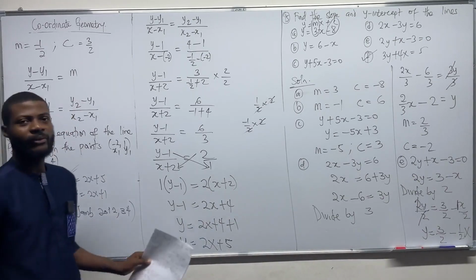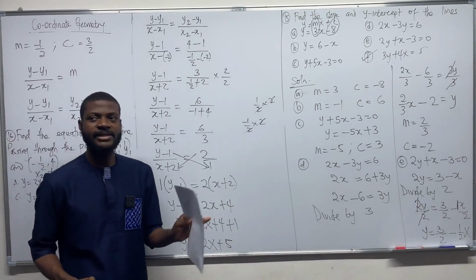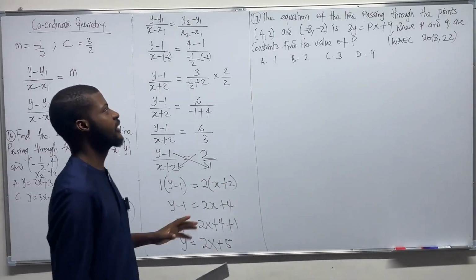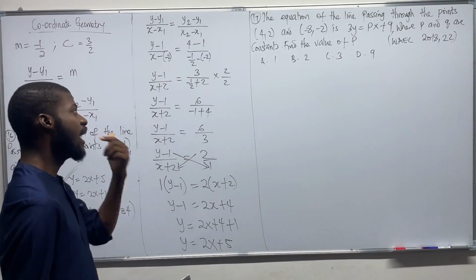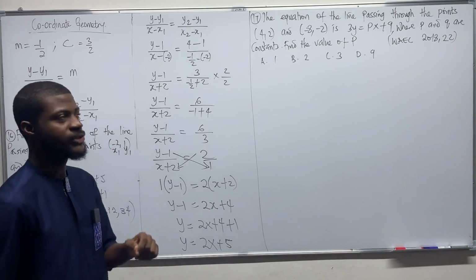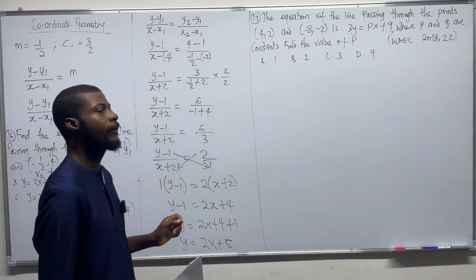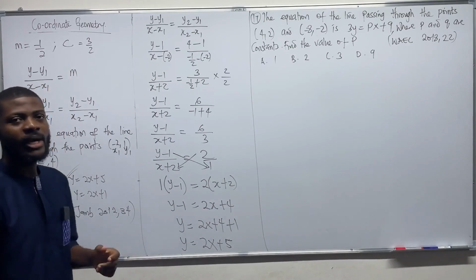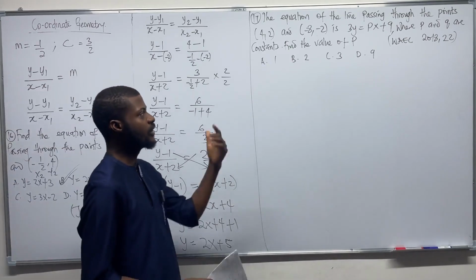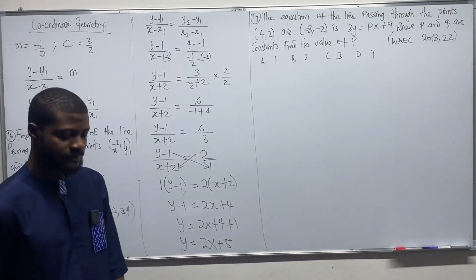And that's beautiful. Let us take a look at question number 17. Now here's question 17. It says the equation of a line passing through the point (4, 2) and (-8, -2) is 3y equals px plus q, where p and q are constants. You're asked to find the value of p. So this is a y equation and it's from 2018.